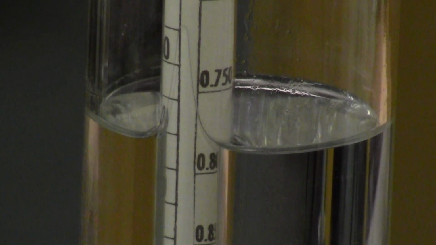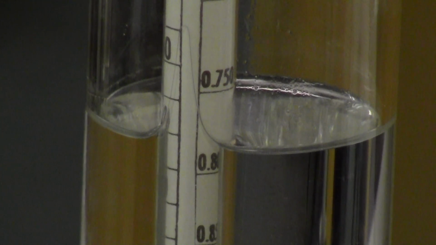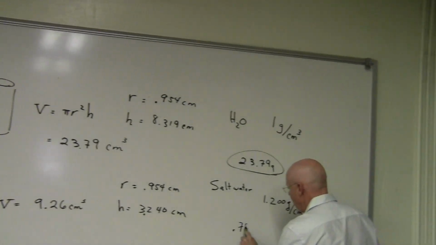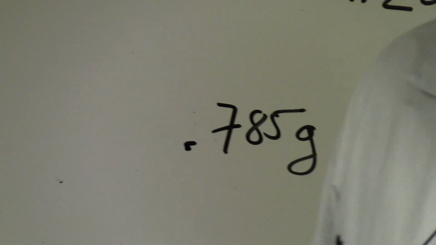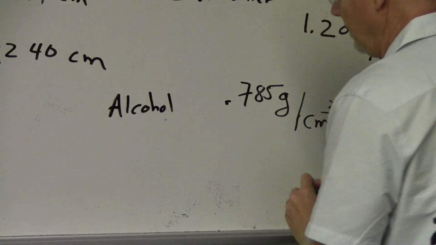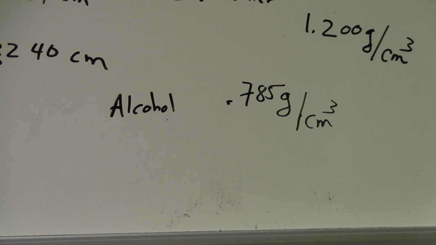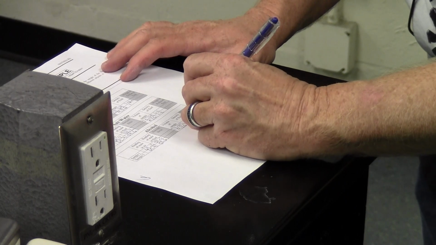Looks like it is 7.6, 7.7, 7.8 and a half. So 0.785. 0.785 grams per cubic centimeter is what I should put here for the alcohol. So there's the alcohol. And I'll make one last measurement here before we wrap up today's lab. So 0.785, 0.785.